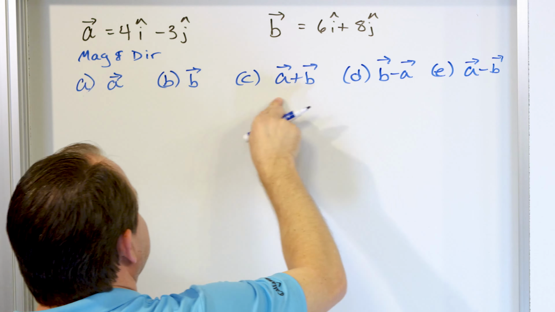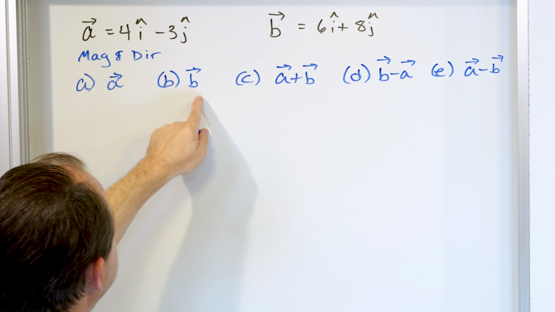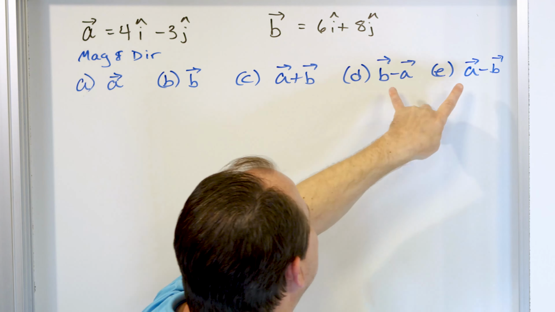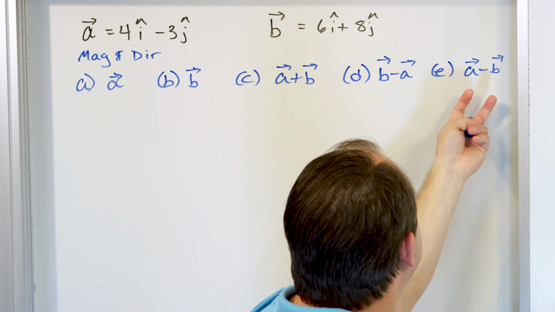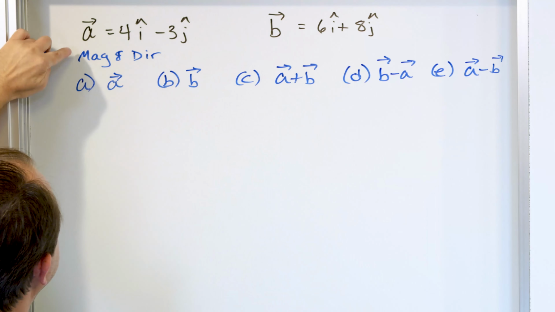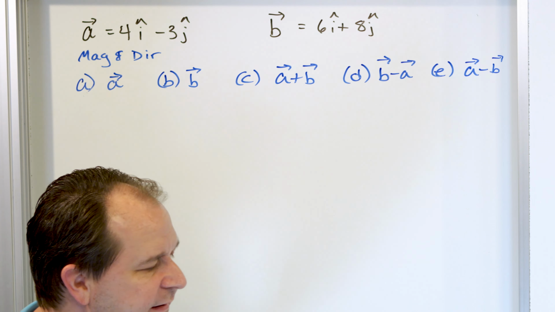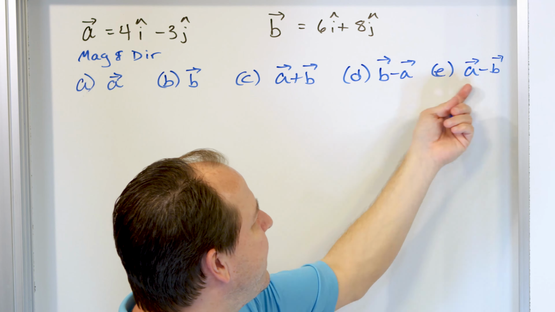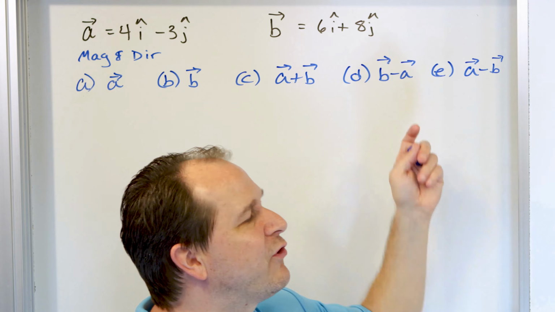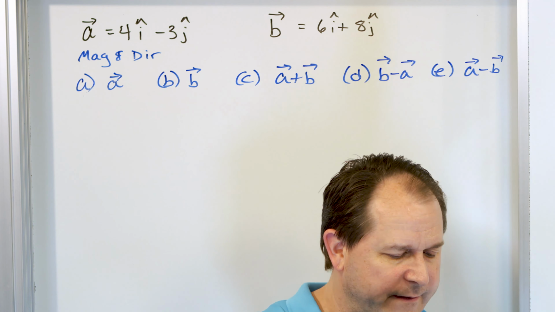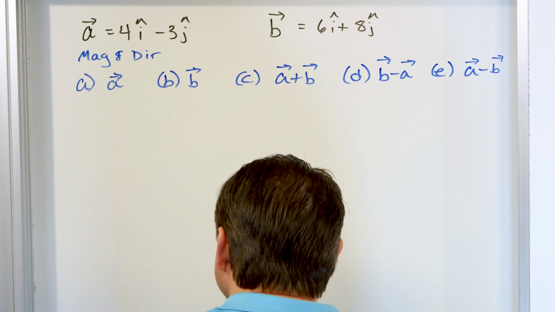So you see we have vectors for every one of these parts. Vector A, vector B, then we're going to add the vectors, then we're going to subtract the vectors both ways, B minus A and A minus B. And for all of these, we're going to find the magnitude and the direction of the resulting vector. And then it says we want to compare the directions in part D and E when we do the subtraction two different ways. So let's start with the easiest thing first.